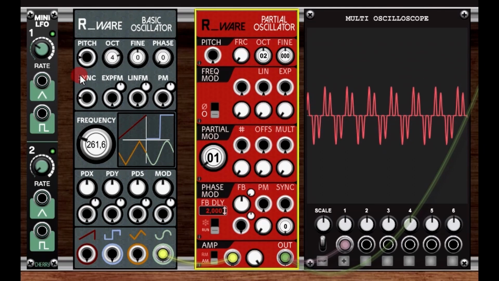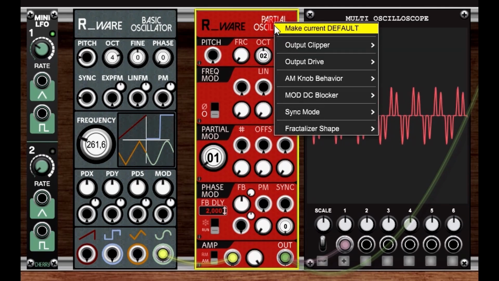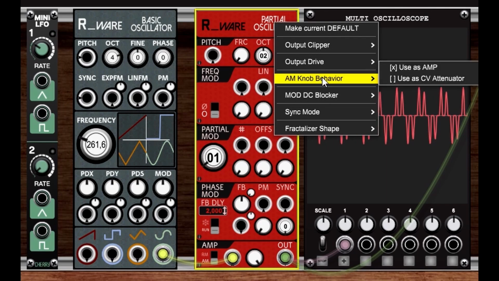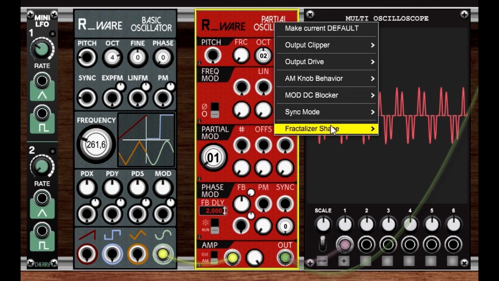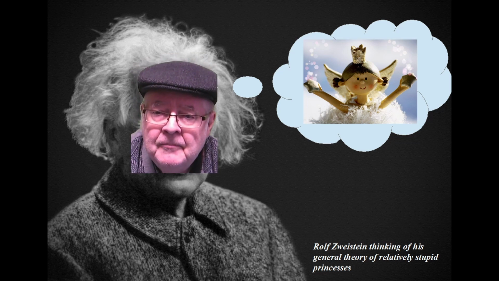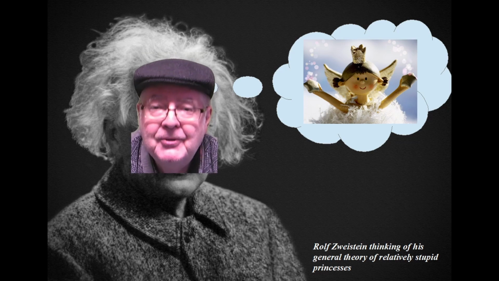All right. A last short remark on functionality. When you click on the name of the module, right-click, the menu opens and you can choose the behavior of some of the functions of the module. All right. End of theory and functionality with or without princesses. Let's do some patching.